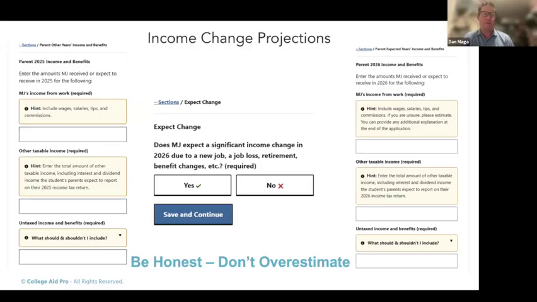The last thing you want to do is make them think you're going to be super flush, more so in 25 than 24, and then give them a reason to potentially reduce your grants or your eligibility. So I would be a little concerned if I was over reporting income in 2025 compared to what was in 2024. Then it's also going to ask, do you expect a significant income change in 2026? If you say yes to that, then it's going to ask you for 2026 estimates as well. If you say no, it's just going to ask for the 2025 estimates.